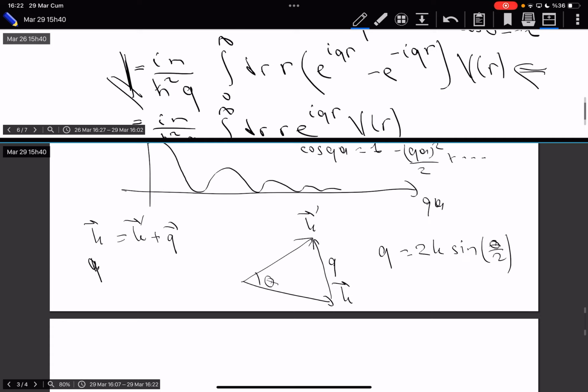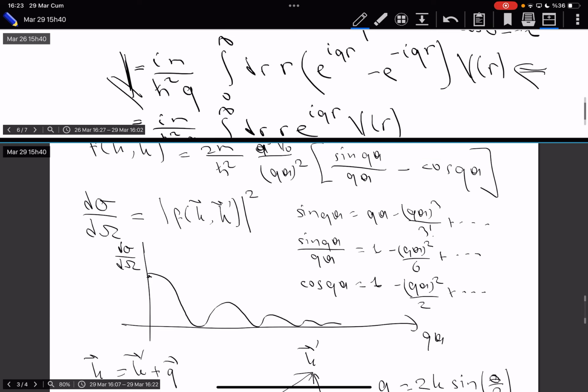So larger values of theta basically means larger values of Q. But the zeros are at given values of Q times A. So if Q is larger, that means A is smaller.